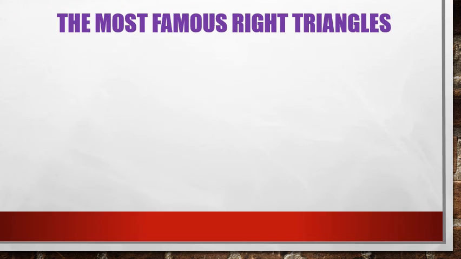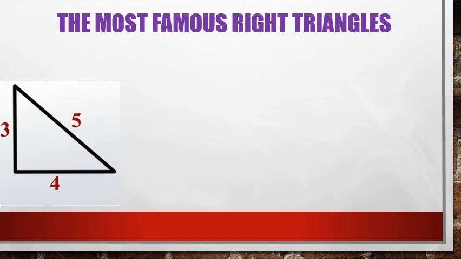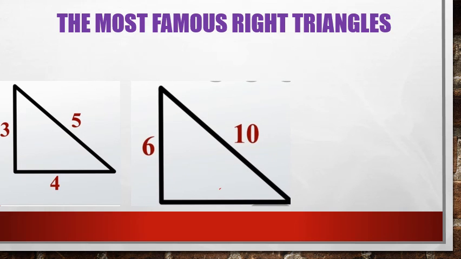The last point in our lesson today: the most famous right triangles. These triangles are repeated many times in problems. Here, 3, 4, 5. These sides are famous and repeated many times. If I have 3 and 4, I will know the hypotenuse is 5. If I have the hypotenuse 5 and one of the sides is 3, I will know the second side will be 4. The other one here, 6, 8, 10.